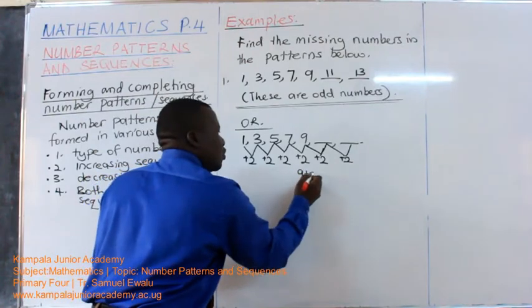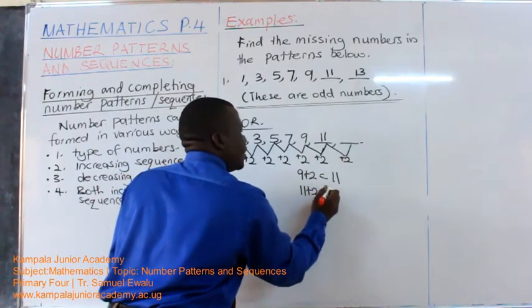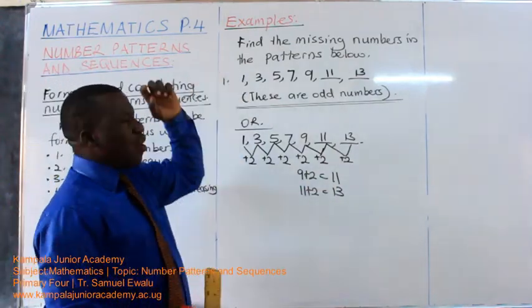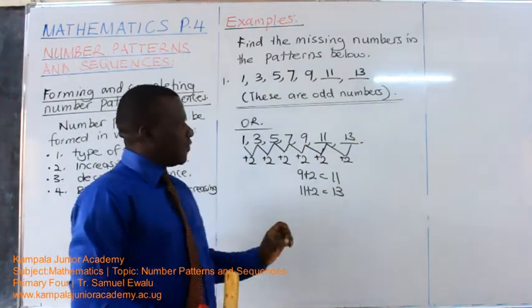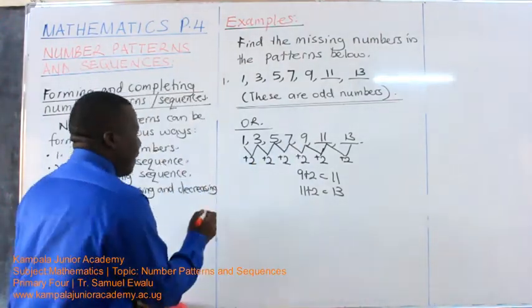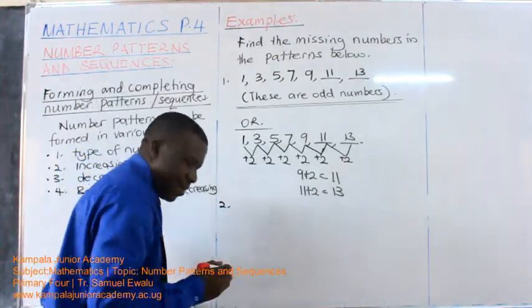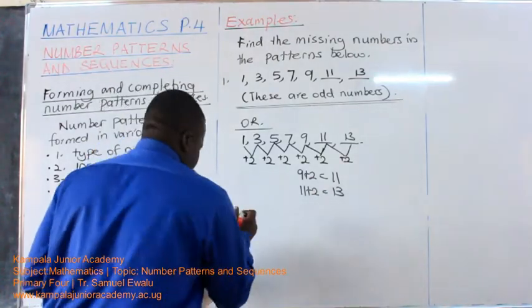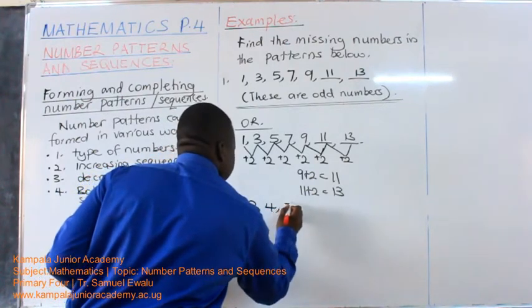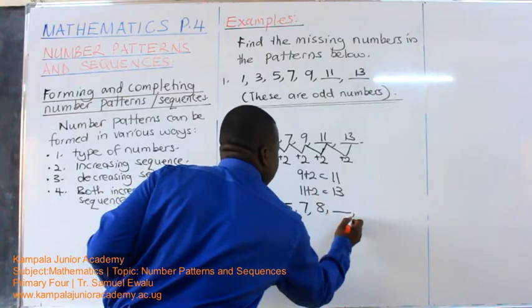So what will be 9 plus 2? It will give you 11. And what is 11 plus 2? It will give you 13. So there are two ways you can work out that number. You can think alongside types of numbers, and you can be marked correct. You can also use the pattern, but like here it is an increasing pattern. Let's move on to our example 2. Our example 2, we have a number pattern that is 1, 2, 4, 5, 7, 8, then we have dash, dash.